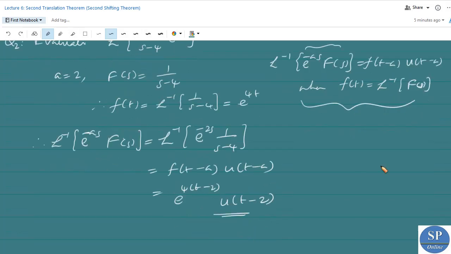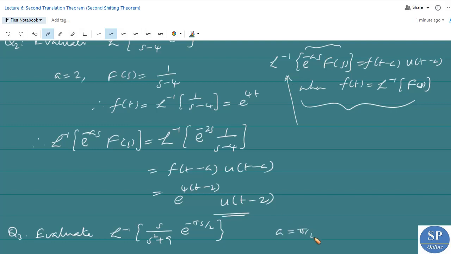Another example, evaluate L inverse of s by s square plus 9 into e to the power minus pi s by 2. So to find the inverse Laplace transform of this, we can use this. Comparing with this, we get a equal to pi by 2 and F of s is equal to s by s square plus 9.